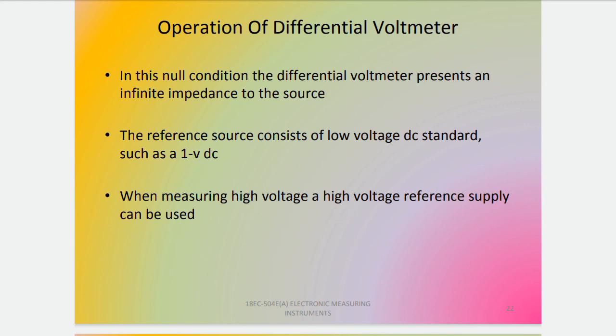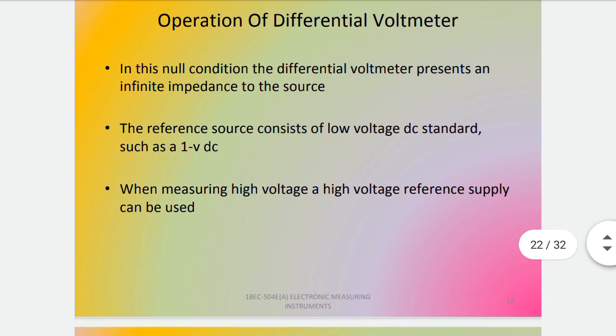The reference source consists of a low voltage DC standard such as a 1 volt DC battery. Zener diodes are also used to provide the reference voltage. When measuring high voltage, a high voltage reference supply can be used.